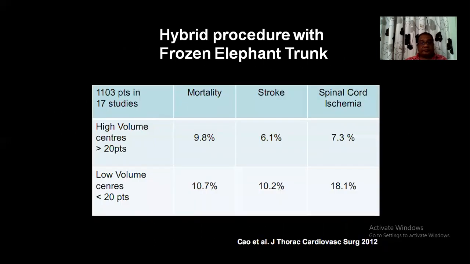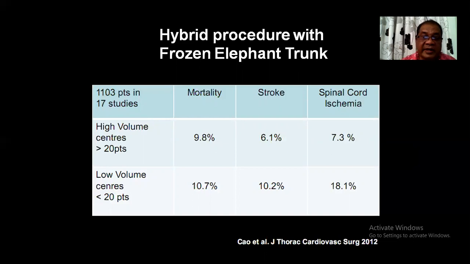So to deal with the descending aorta, we need to do the frozen elephant trunk technique. This is a new device which can be used in the descending aorta temporarily, and later on the descending aorta can be replaced by retrieving the frozen elephant trunk device. So this is a very new technique and it makes things straightforward.